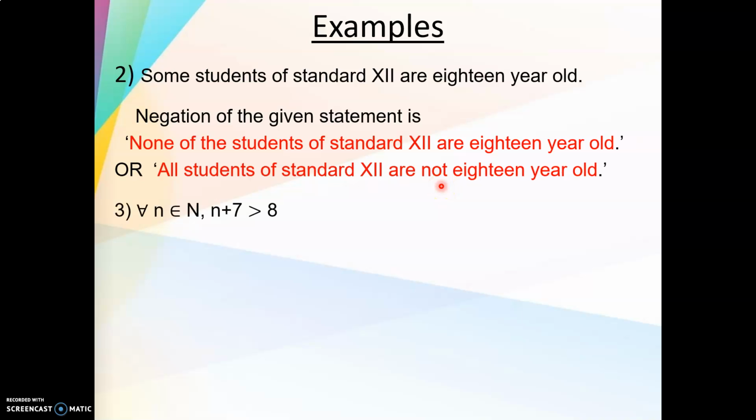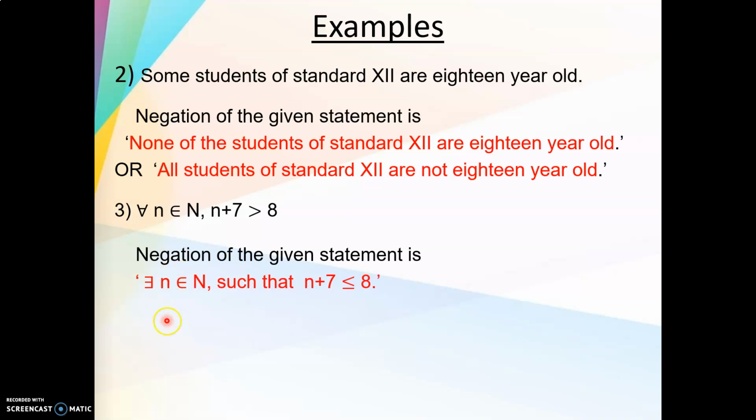Next example is for all n belongs to N, n plus 7 greater than 8. Here the given statement is a universal quantified statement. So we'll change this with the existential quantifier. So the negation of the given statement is there exists n belongs to N such that n plus 7 less than or equal to 8. So in this kind of mathematical statements, you will change greater than with less than or equal to, not equal to, like that. So here we change this into negation.